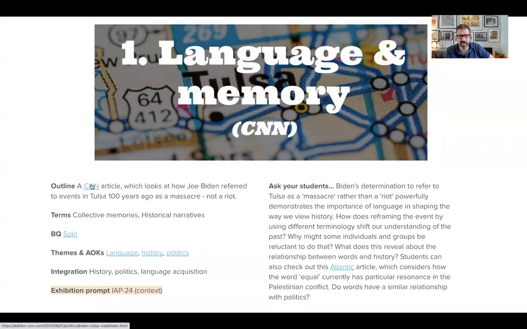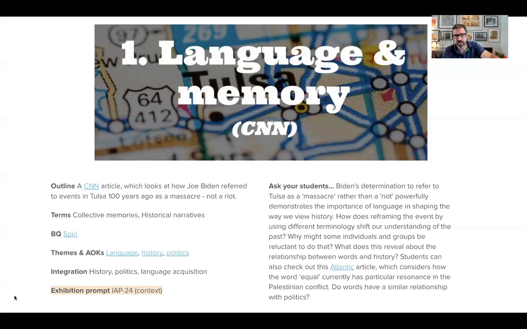So obviously you get a link to the story itself. Key terms, we've got some words, and I include the key concepts there, which might relate very directly to the IA prompt. And well, you can see the rest of it for yourself. There's a little bit of help in how you might use this in the classroom, but that's for the purpose of this webinar.